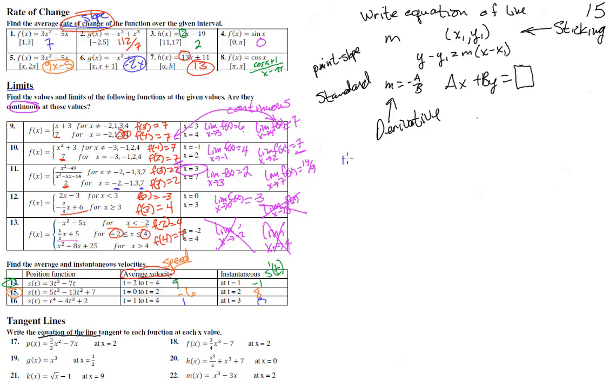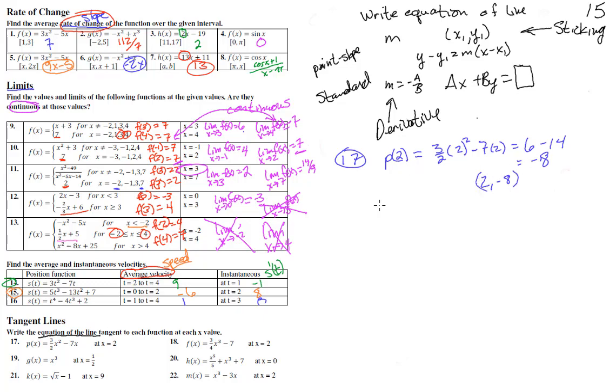Number 17. P of x equals 3 halves x squared minus 7x. So the first thing we're going to do is get the point. It says that x equals 2. So at 2, we have 3 halves times 2 squared minus 7 times 2. That's going to equal 3 halves times 4 is 6, minus 14, equals negative 8. Hey, look at that. That was pretty good. 2, negative 8. That's our point right here. So we have the point 2, negative 8.